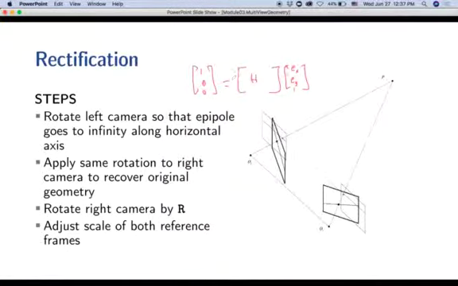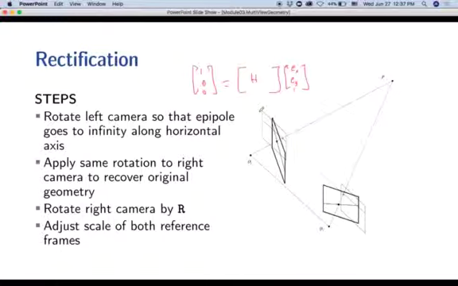And now with this relationship, it's not difficult to find H. It's actually not a unique H. It's not just that only one H will do this. There are a bunch of solutions for H that you can find. So first you rotate the left camera so that your epipole goes to infinity. You figure out that rotation and set up that conjugate rotation homography. Now you apply the same homography to the right camera just so that the original geometry is recovered.